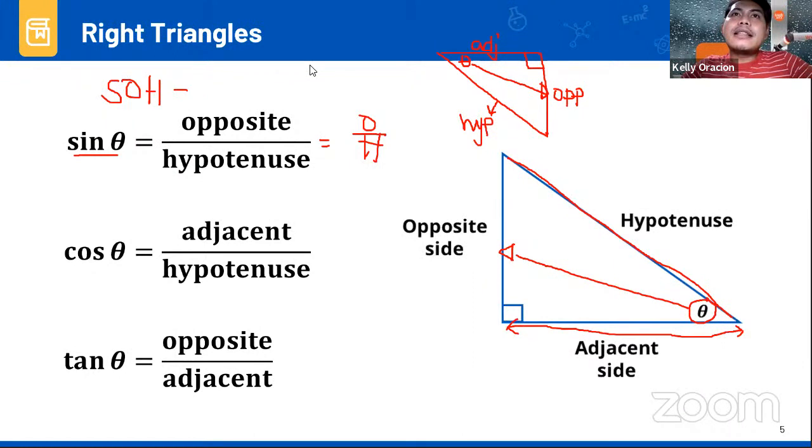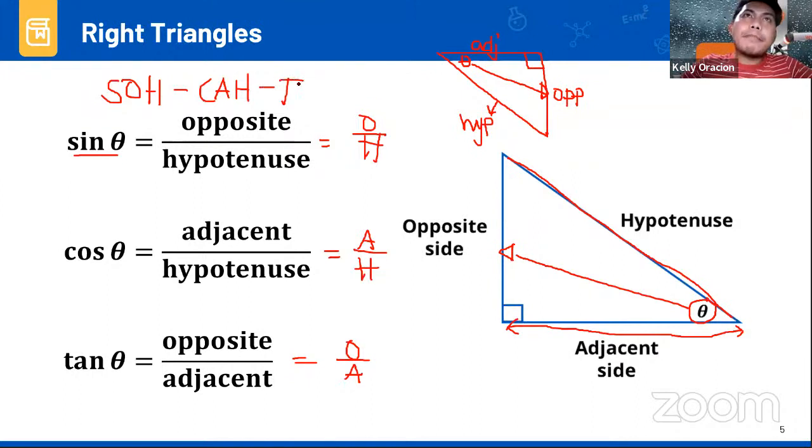And then, CA. It's adjacent over hypotenuse. Kaya nga, SOHCA. Then lastly, TOA. TOA, it's opposite over adjacent. Okay? O stands for the opposite, H stands for the hypotenuse, A stands for the adjacent. So we have SOHCAHTOA.